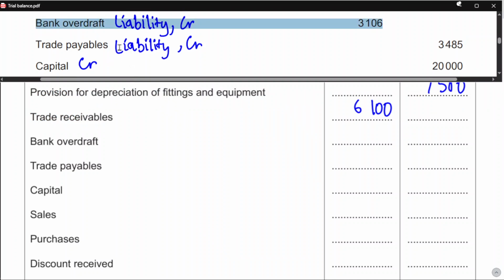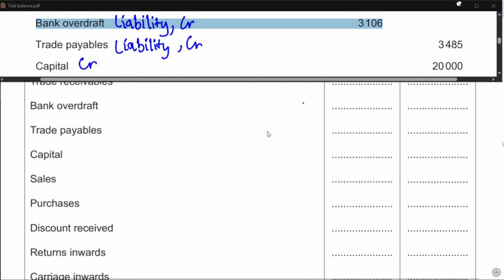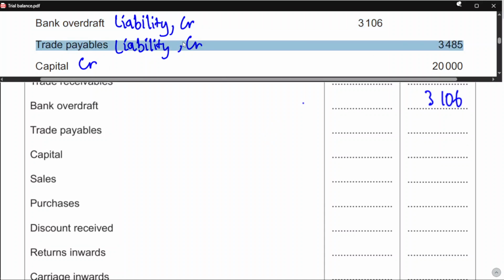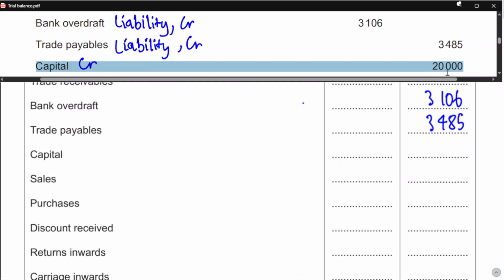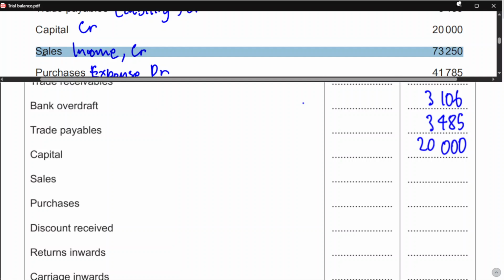This one, so you want to credit 31,206. And this one will be credit 3,485. Then credit 20K. Continue. So you want me to credit 732,050.